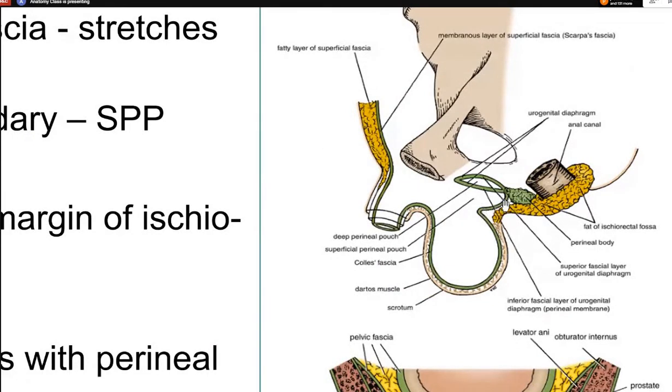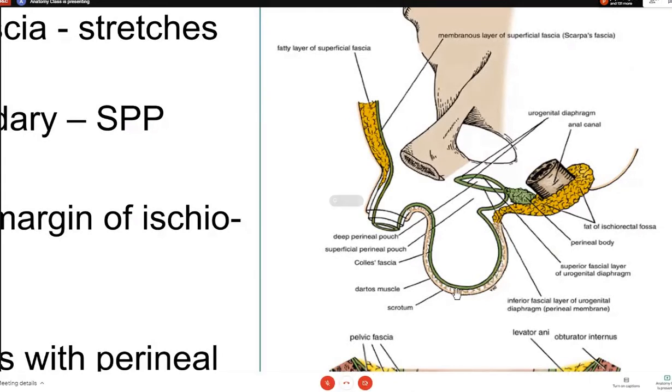The Colles fascia. Posteriorly, the Colles fascia is continuous with the inferior layer of the urogenital diaphragm. Anteriorly, it will continue with the fascia of the scrotum containing the dartos muscle, the Colles fascia. Then it will continue with the fascia of the penis.